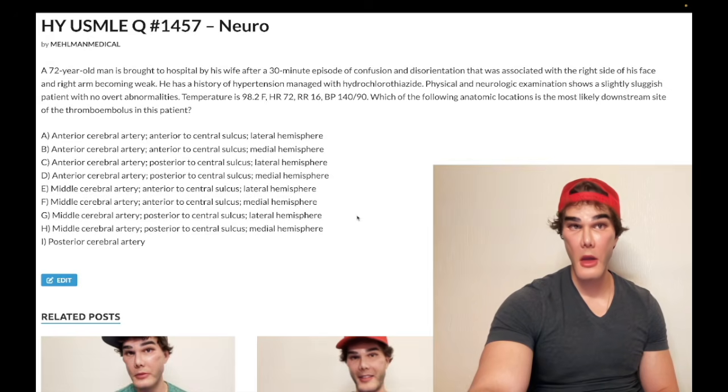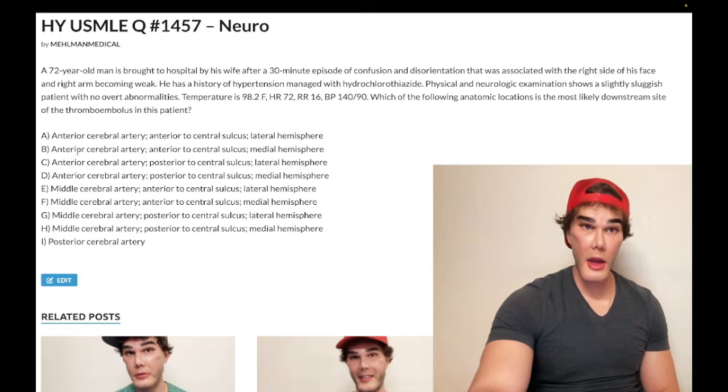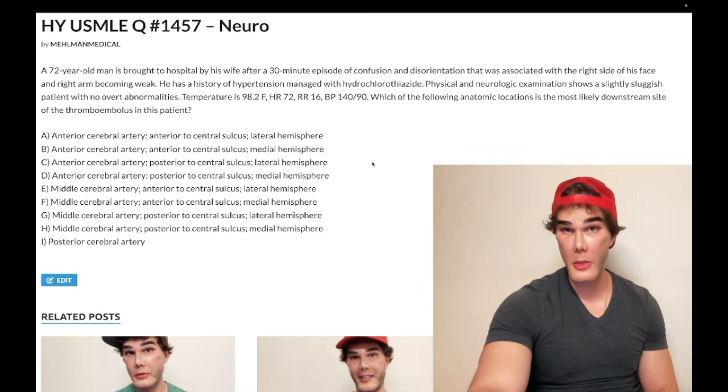That's the first point. The second point is the middle cerebral artery is always going to be the lateral hemisphere in terms of the homunculus. That's the part of the brain that's affected. So, at least for USMLE purposes, there's no such thing as middle cerebral artery medial hemisphere combo. There's no such thing as anterior cerebral artery lateral hemisphere combo. Those answers don't make sense. So you have anterior cerebral artery with medial hemisphere, that's your contralateral leg, or middle cerebral artery with the lateral hemisphere together, that's your contralateral face and arm.